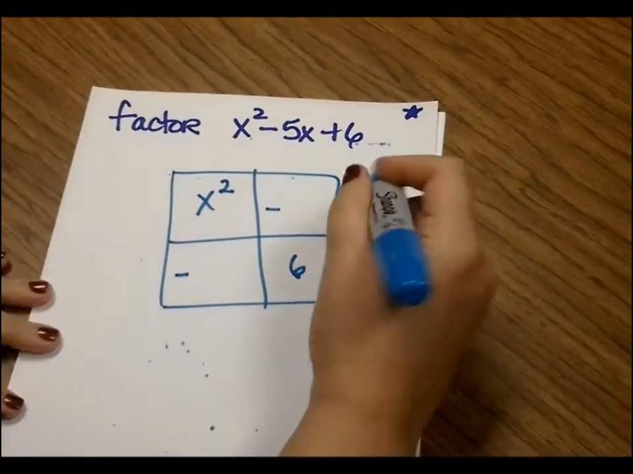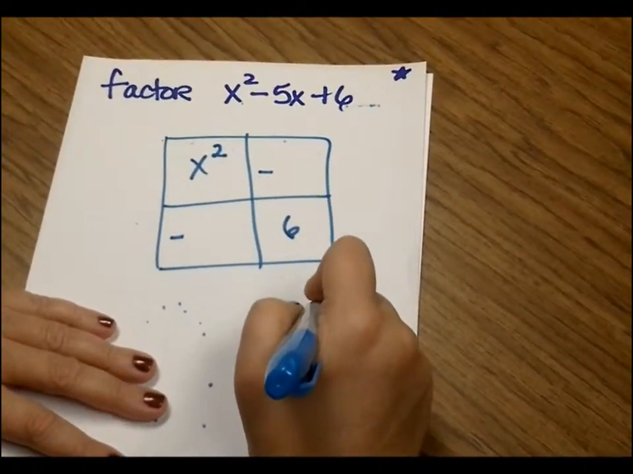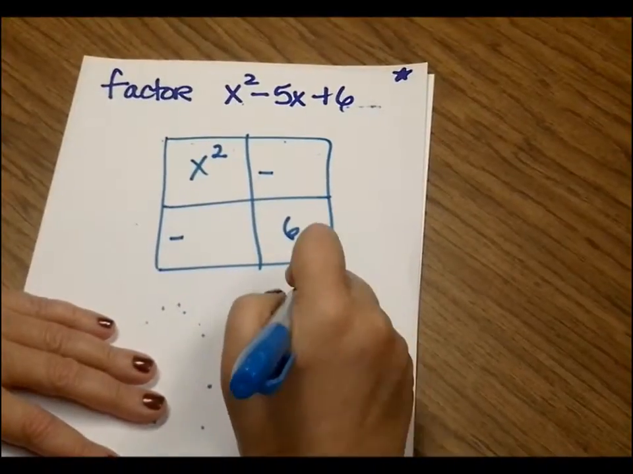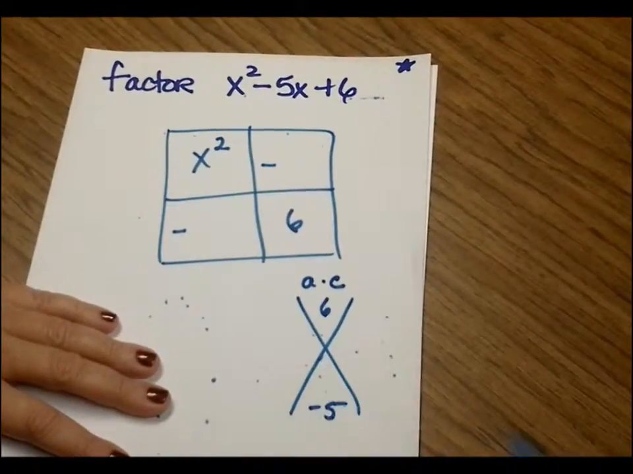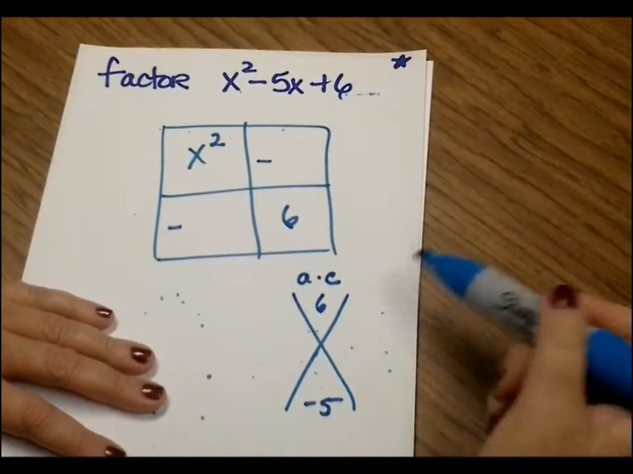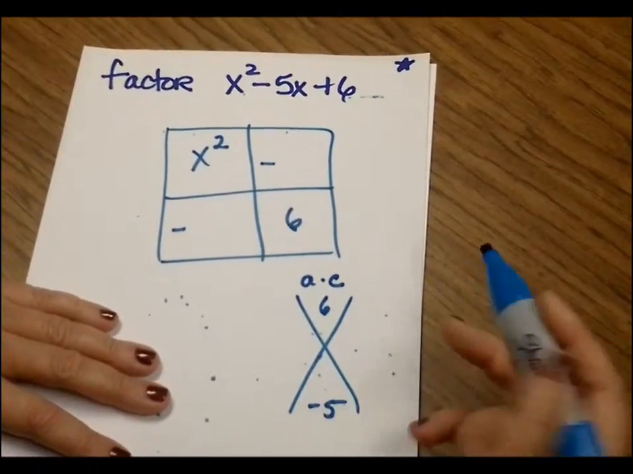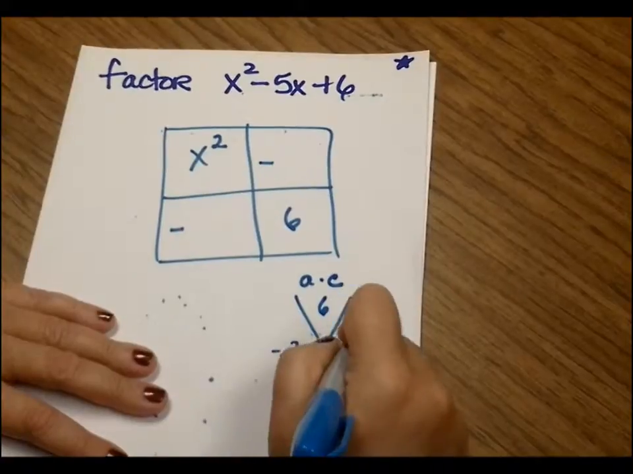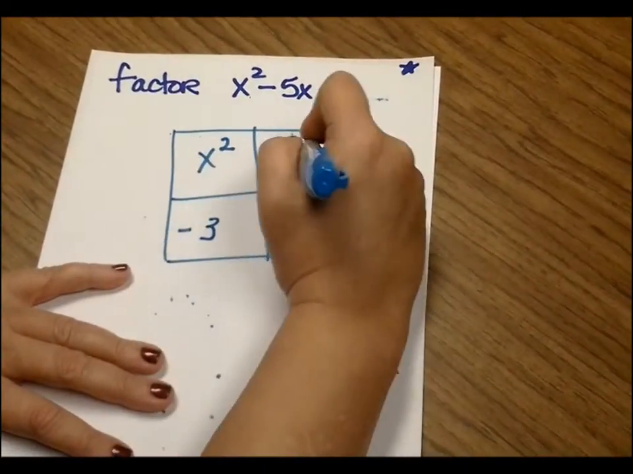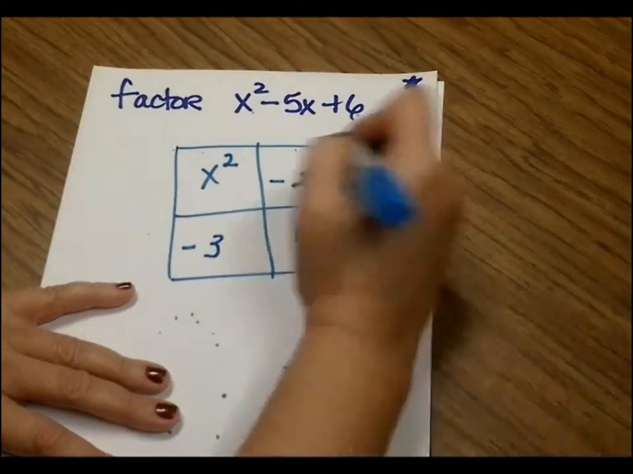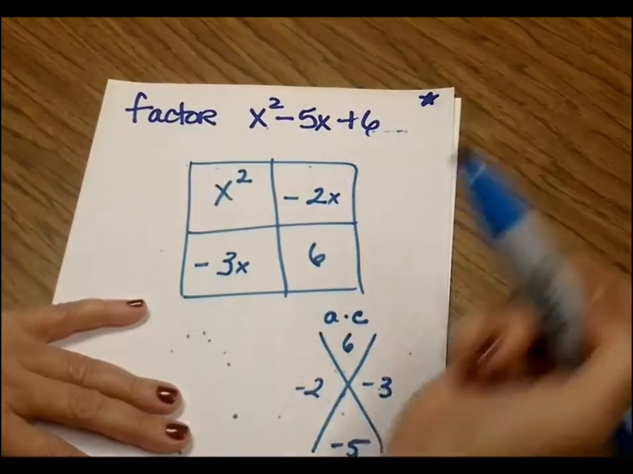Now I'm going to go to my x, and my number here is 6, because again, a times c, 1 times 6 is 6. My number down here is negative 5. So I'm looking for numbers that multiply to give me 6 and add to give me negative 5. And those numbers are going to be negative 2 and negative 3. I'm going to put the 3 down here this time and the 2 up here this time, so we can see that it doesn't really matter where those x's go. So I have negative 3x here, negative 2x here.